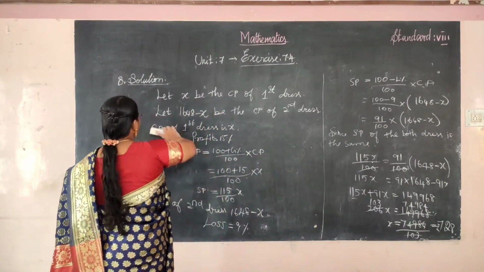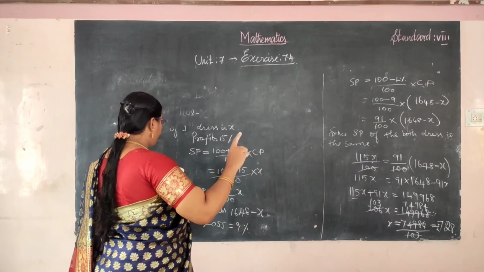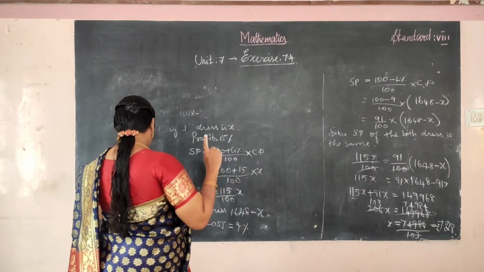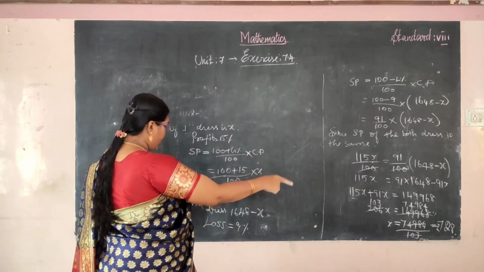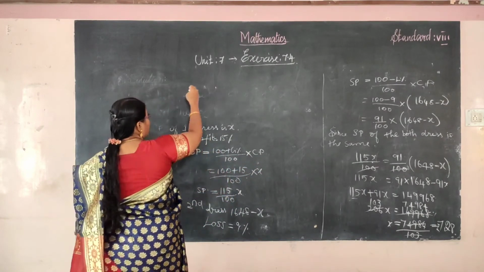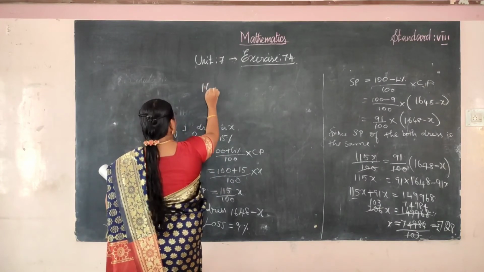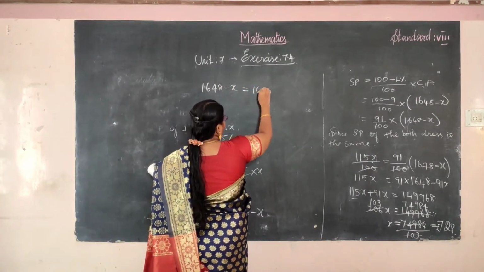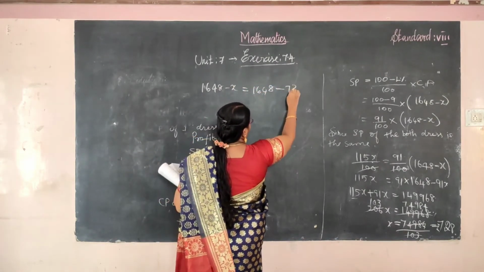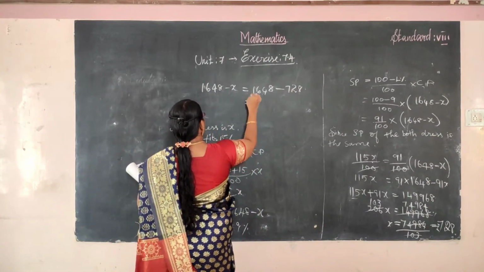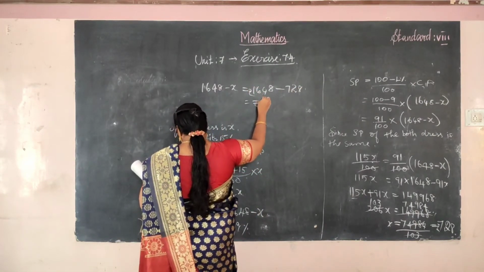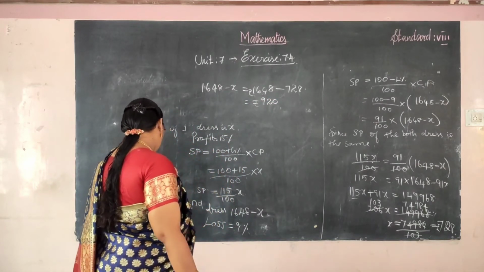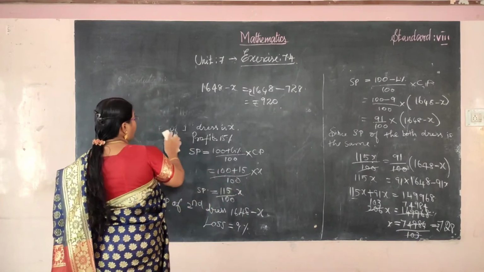Okay, so now we have to find out the cost price. Yes, the cost price of the first dress is 728. Now you have to find out the x. 1648 minus x equal to 1648 minus 728, we get rupees 920.